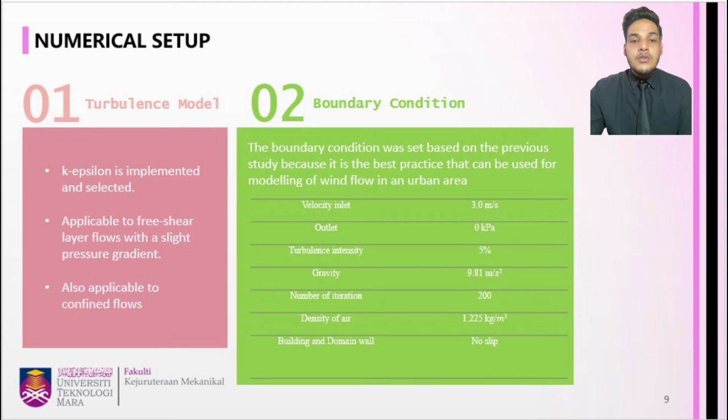Next, we will move to numerical setup for CFD analysis. The first one is turbulence model. For turbulence model, K-epsilon will be implemented and selected. The model was selected because it is a commonly used model to simulate airflow.